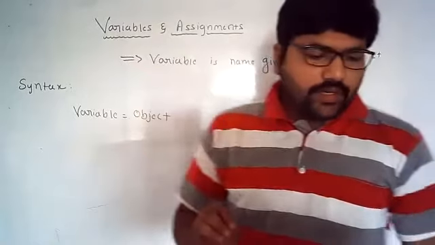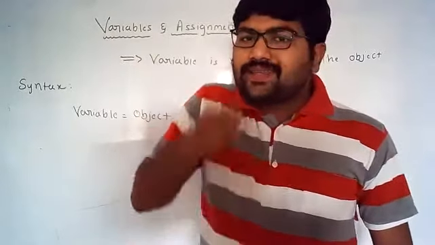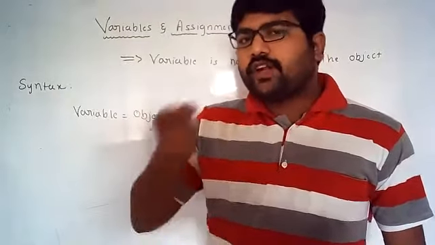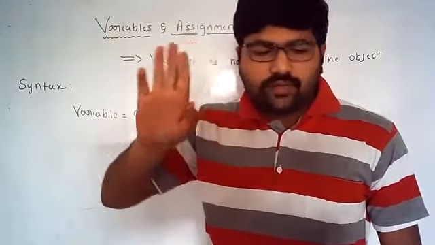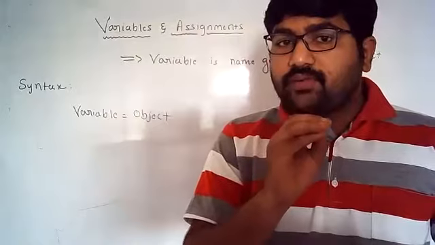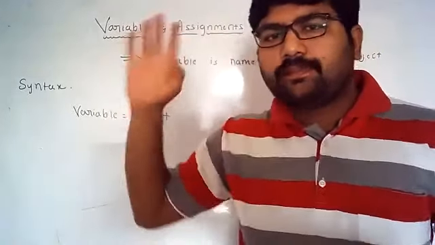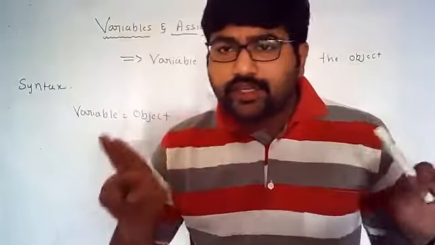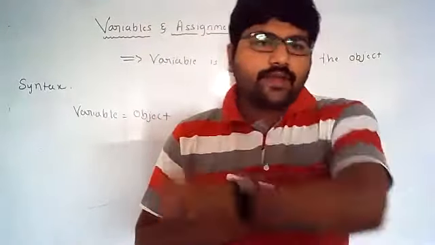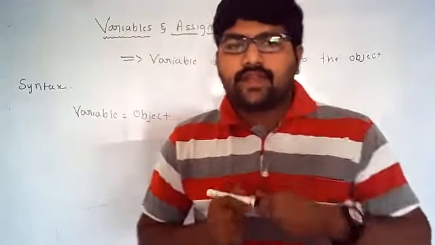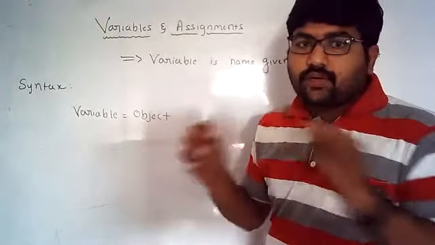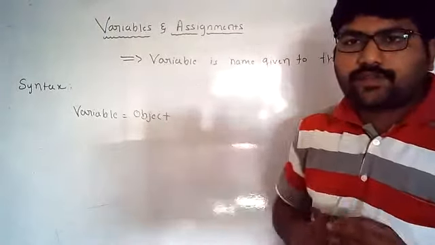Just your type declaration occurs internally, not externally. You don't define it. The type conversion or type declaration occurs while executing the program. The interpreter is going to know the type of the object while it is executing the program. This point is clear. Variable is a name given to the object. The syntax is variable equal to object. It's the syntax. There is no further modification.